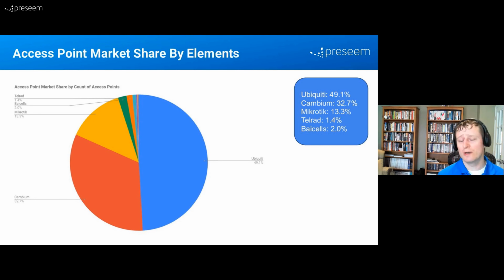We do also, in the full version of the report, which I'm not going to show that slide here, have market share by, I think, the top 10 different access point models, not just vendors. And that's pretty interesting too, to see what's actually used in the field.